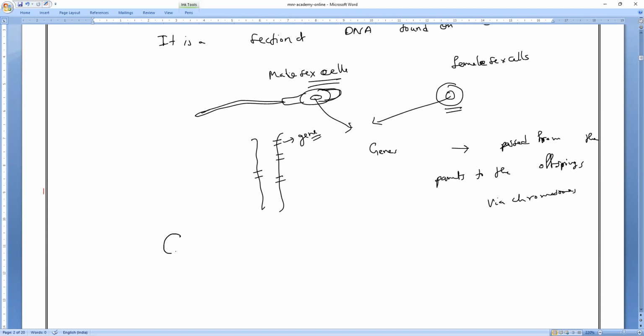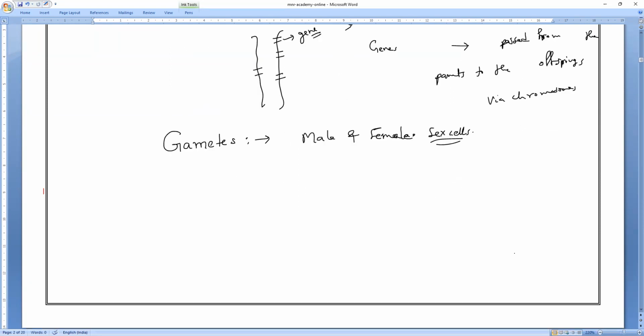Next, the male sex cell I can also call a male gamete, and the female sex cell I can also call a female gamete. So please learn that also. Both male and female sex cells we call gametes, or we can say germ cells. Again, don't forget, we also call them germ cells. Please write it.